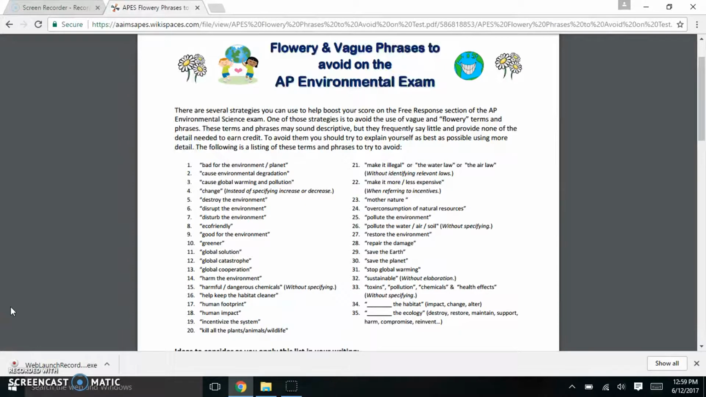That's what we want to try to do by the end of the year, try to get your score as high as possible. One of those strategies is to avoid the use of vague and flowery terms and phrases. These terms and phrases may sound descriptive, but they frequently say little and provide none of the detail needed to earn credit. To avoid them, you should try to explain yourself as best as possible using more detail. The following is a list of these terms and phrases to try to avoid.